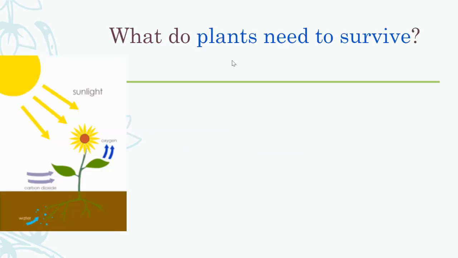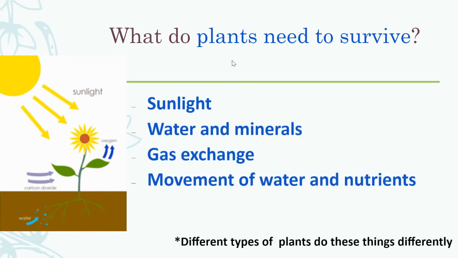All right, what do plants need in order to survive? Since they are different from animals, they're sessile, they're autotrophs, they have different things that they need in order to survive. The things that plants need are sunlight, water and minerals that come from the soil, gas exchange, so the ability to take in carbon dioxide and release oxygen, and the movement of their water and nutrients up from the roots, up the stems, and out through the leaves. There are various different types of plants that we're going to talk about in the next couple of videos, and they do these things slightly differently from each other.